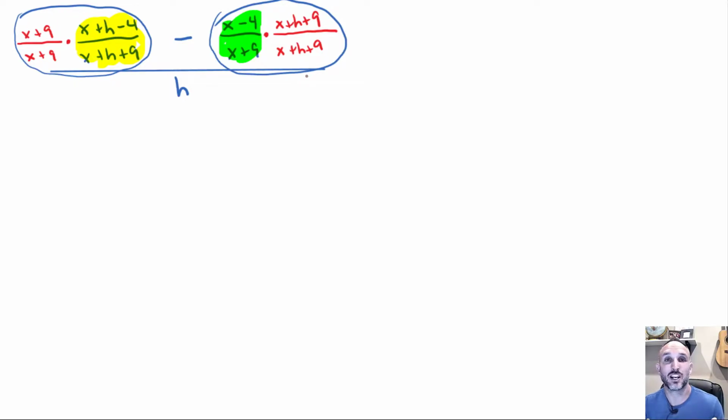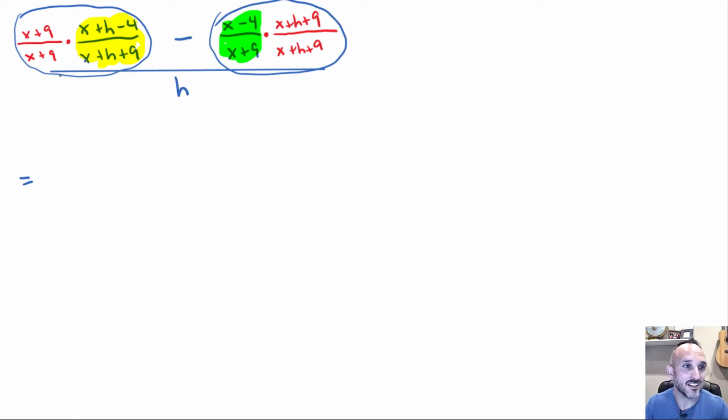Basically, you're just multiplying each fraction by the other's denominator, because then they're going to match. But in this case, there's not even a simpler way to do it. You have to do it that way, whereas before, in the previous problem, we didn't have to do that. All right, so let's get busy now.